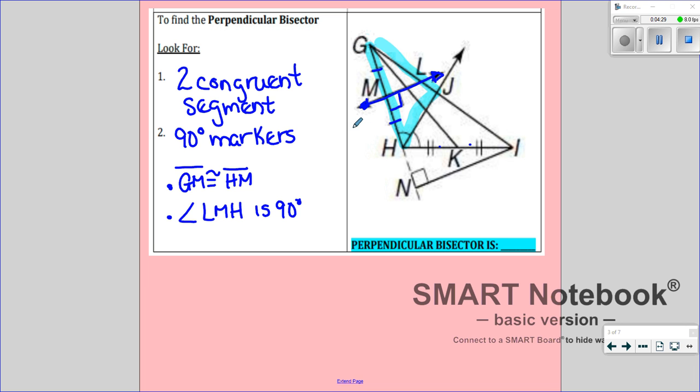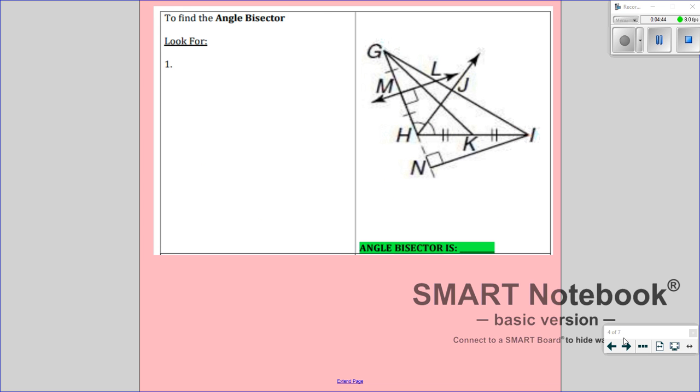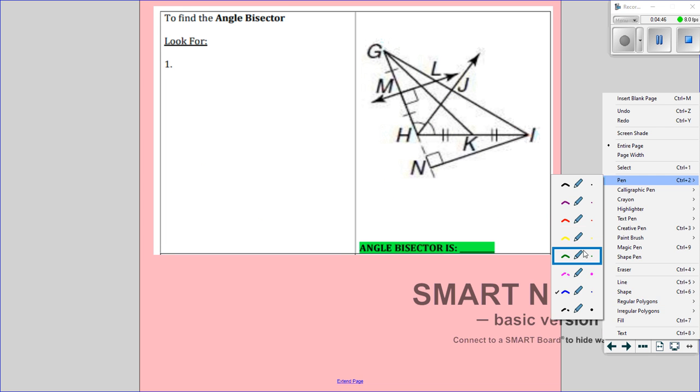So now that I know that my perpendicular bisector is line ML because of the 90 degree and the 2 congruent segments. Alright, the next special segment, angle bisector, and I'm going to use green for that.